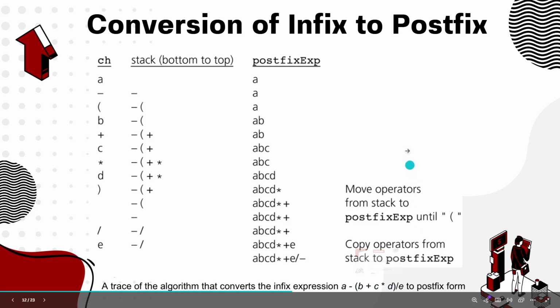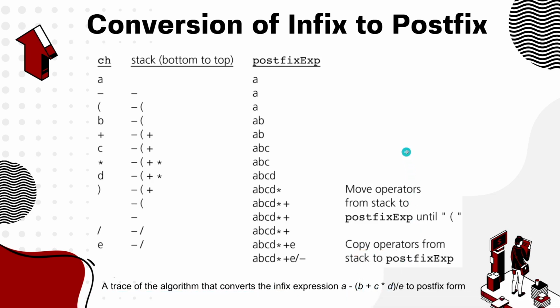So, let us consider an example here. We have an input expression a minus b plus c star d slash e, and we want to convert this infix expression into a postfix one. Let us consider we process one symbol at a time from the input expression. Our first symbol is a, it is an operand, so we straight away place a in output. Next symbol is a minus, it is an operator, so we just push that operator onto the stack.